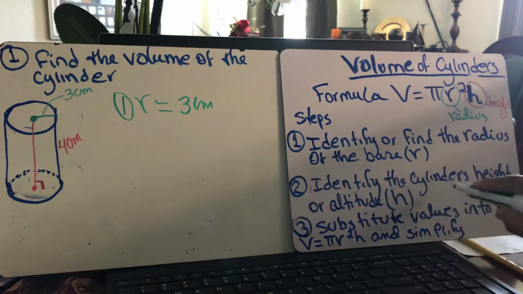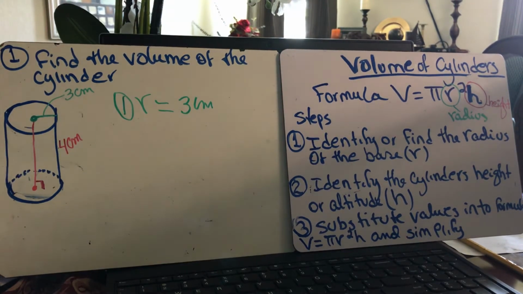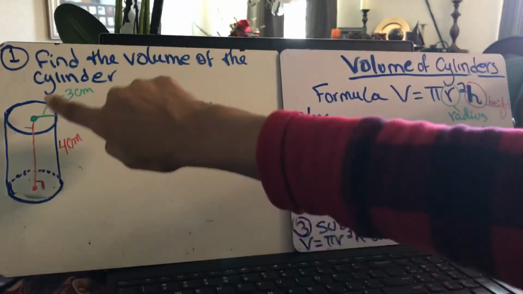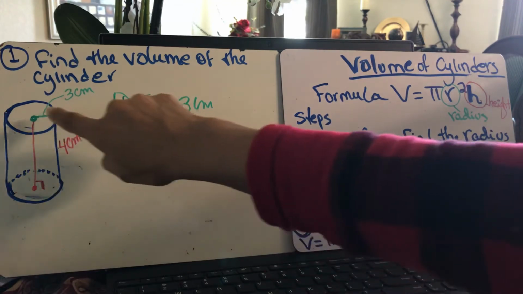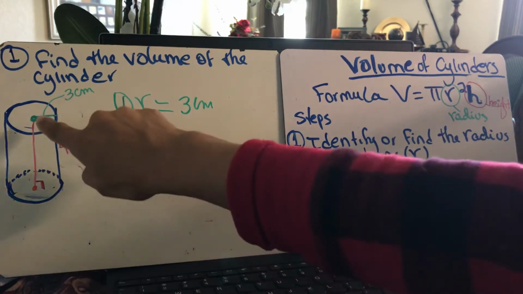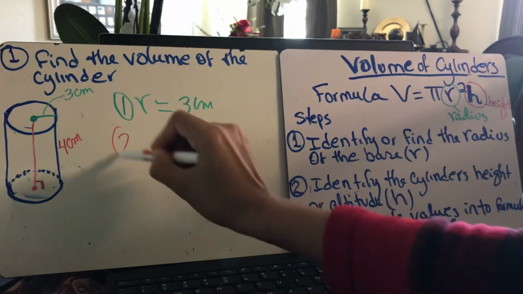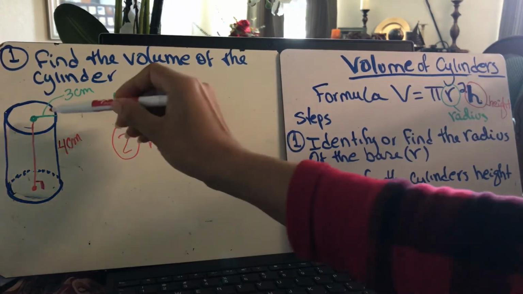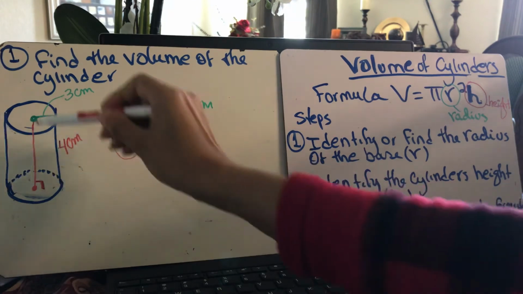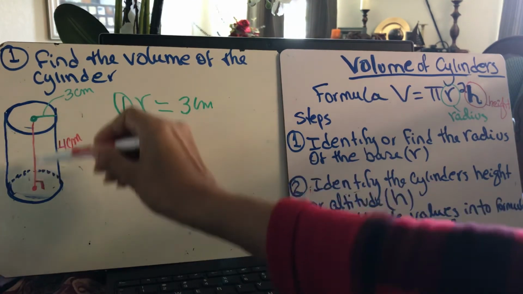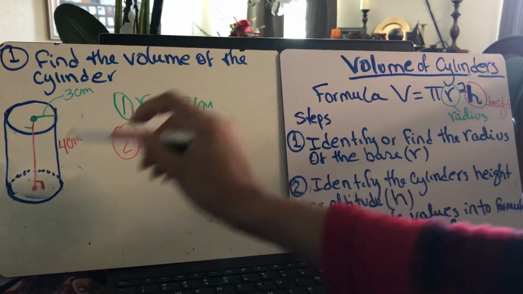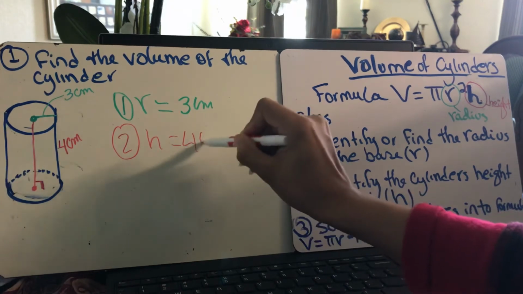And then for step 2, it says to identify the cylinder's height or altitude. Another word for height is the altitude. And again, that will always be perpendicular to your radius or perpendicular to the base. So the height, even though it's outside, is congruent to this interior altitude. So it's just 4 centimeters.